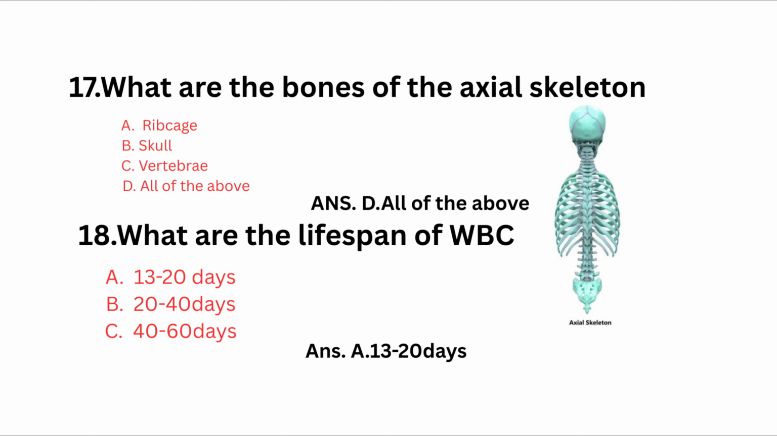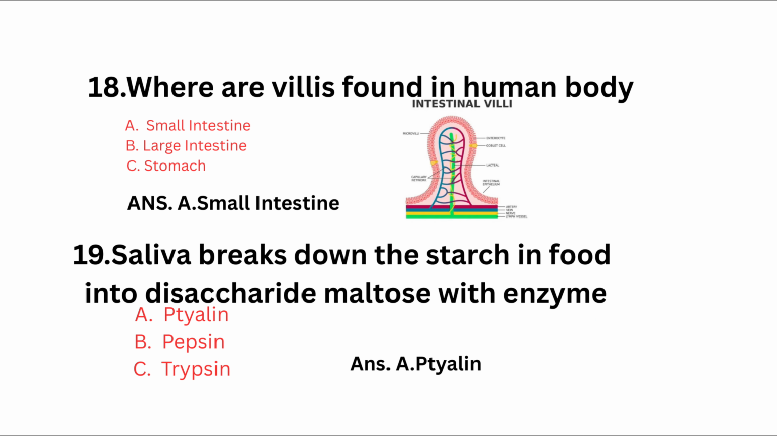Question 17. What are the bones of the axial skeleton? A, rib cage, B, skull, C, vertebrae, D, all of the above. Answer D, all of the above. 18. What is the lifespan of WBC? A, 13 to 20 days, B, 20 to 40 days, C, 40 to 60 days. Answer is A, 13 to 20 days. The axial skeleton is given on the right side. You can check the diagram.